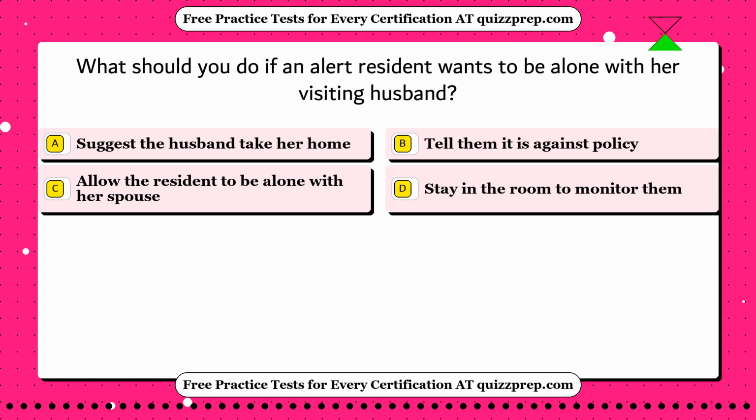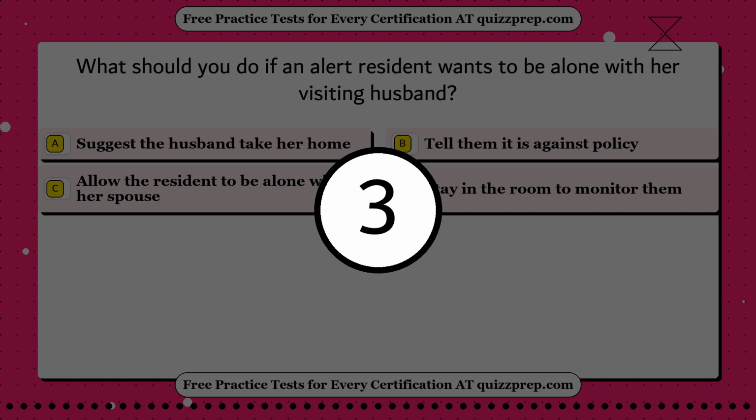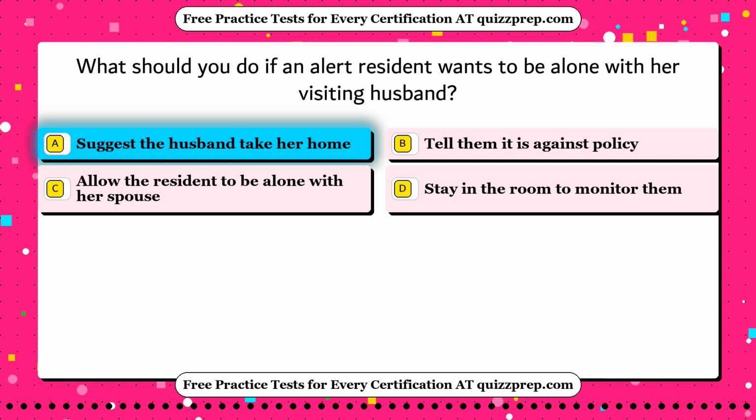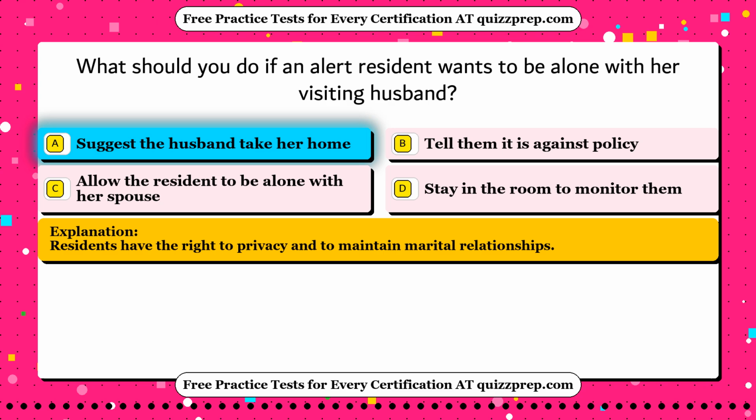Question 137. What should you do if an alert resident wants to be alone with her visiting husband? Option A. Suggest the husband take her home. Option B. Tell them it is against policy. Option C. Allow the resident to be alone with her spouse. Option D. Stay in the room to monitor them. The correct answer is option A. Suggest the husband take her home. Residents have the right to privacy and to maintain marital relationships.